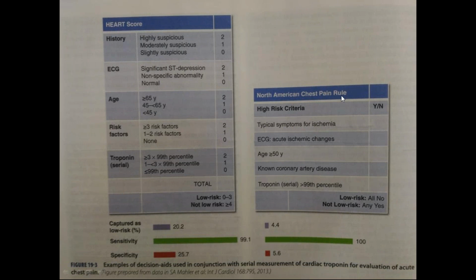And the other is the North American chest pain rule, which has typical symptoms of ischemia, acute ischemic changes like ST elevation and T wave inversions, age more than 50 years, known coronary artery disease, and troponin more than the 99th percentile. Thank you.